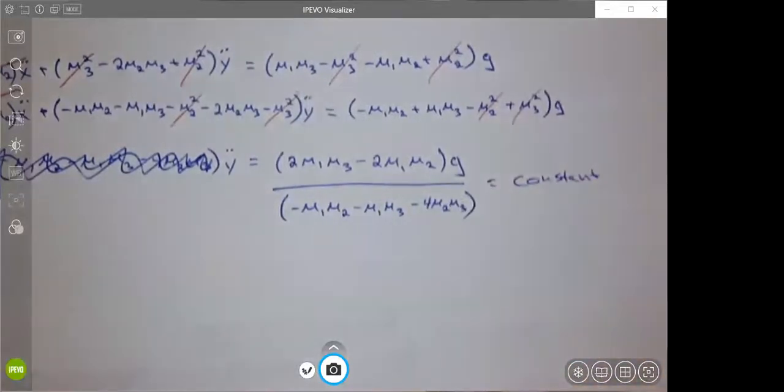So this is the compound Atwood machine. A little long, but it works out kind of nicely.